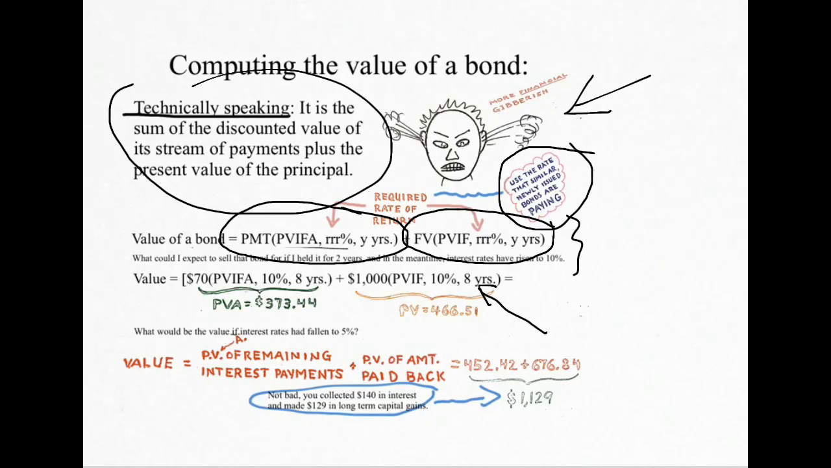Pause the video and check out this example to make sure that you can do this type of problem on a test. If interest yields on bonds similar to that Intel bond that I bought had risen to 10%, I could get only $840 for my $1,000 bond. But if interest rates fell to 5%, I could get $1,129.